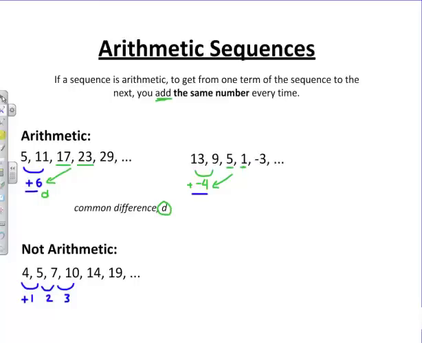You're going to use that a lot. So even though it says difference, the common difference is really what you're adding every time. They simply call it a common difference because if you take a term and subtract the one before it, you can find it.